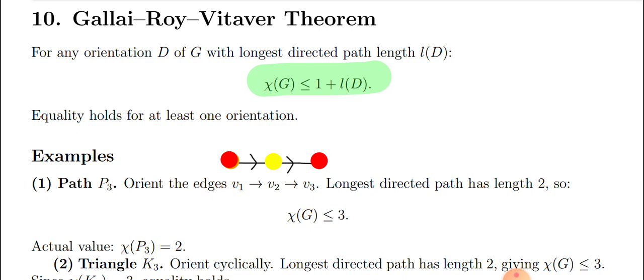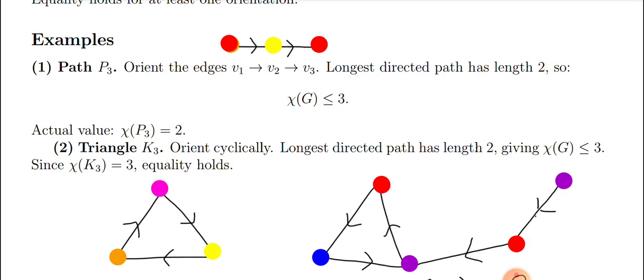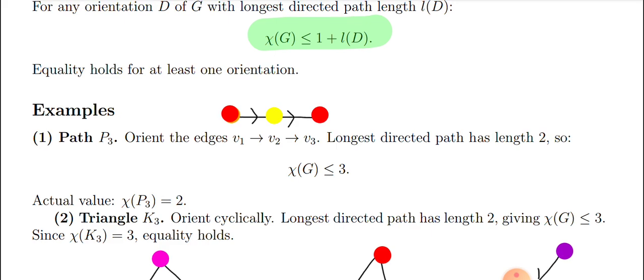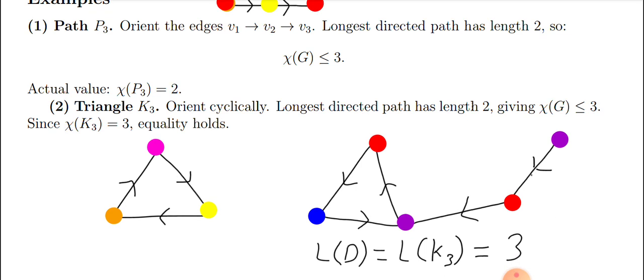It gets much better. The kicker is, while that inequality holds for any random orientation you pick, the theorem also guarantees that there exists at least one special, optimal orientation where equality holds, where it's exactly 1 plus the length of the longest path. So if you can find the orientation that makes the longest path as short as possible, you have found the chromatic number. You've solved the problem. You've turned the coloring problem into a pathfinding problem.